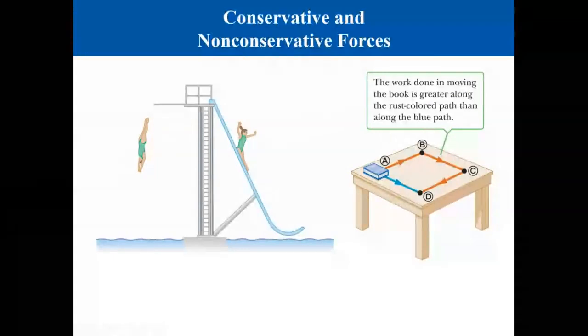For example, if you look at the figure on the right now, you're sliding a book from A to D, and that requires a certain amount of work against friction. Sliding the book along the other three legs, from A to B, from B to C, and then from C to D, requires three times the amount of work, right? Obviously, A to D is quite simple, but going around the other path requires more work.